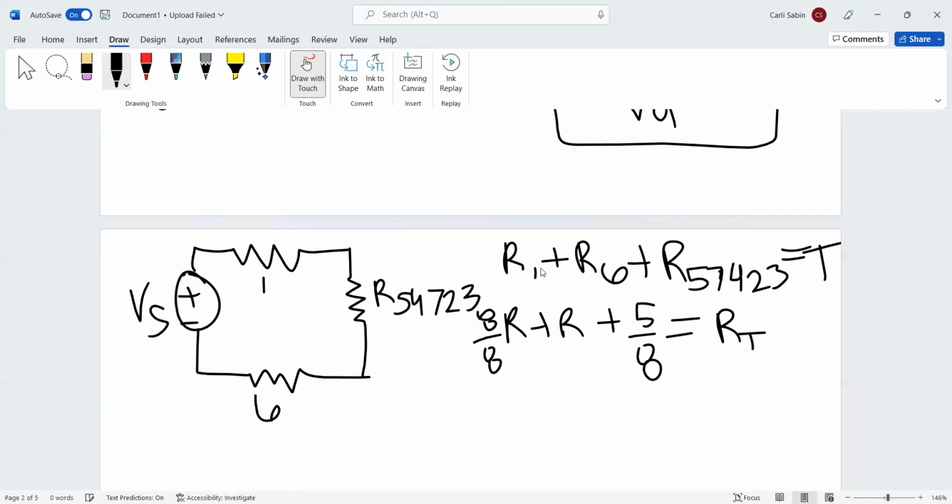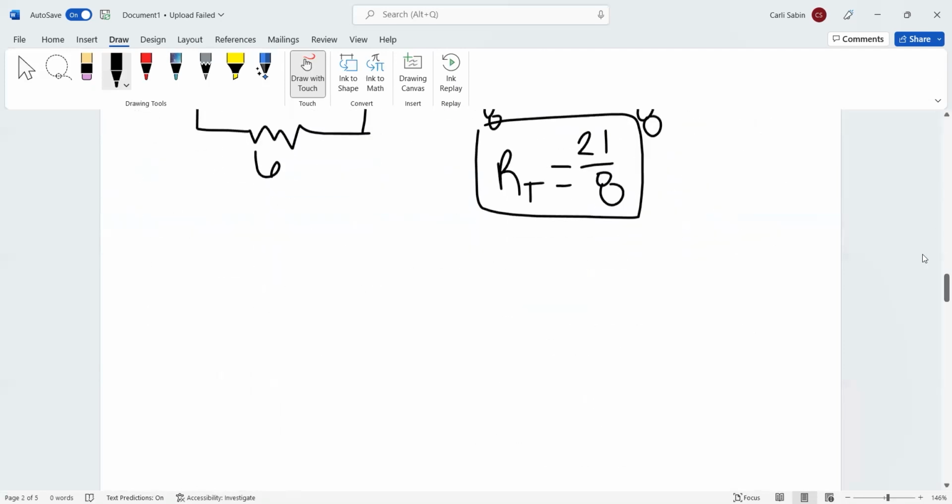8/8. This will also be 8/8. This one right here, but I don't have space. And so we're going to have 8, 16, 17, 18, 19, 20, 21/8 R. It's going to be our RT value, right? 21/8 R. And that is going to be the total resistance of this entire circuit. Cool.